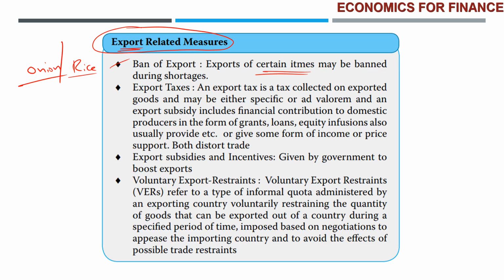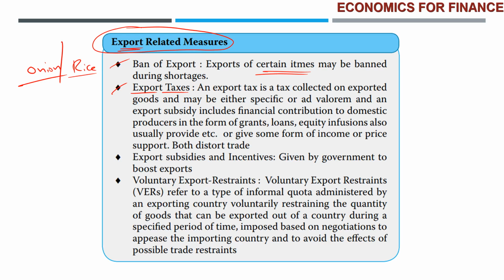Like that, this onion ban, it is like a joke. It happens every now and then. One month it is there, one month it is not there. Like that, the government will sometimes ban exports whenever there is a shortage within the country. Natural, that is. Another export related measure could be export taxes. Usually, taxes or customs duties are levied on imports, but sometimes even the government can levy export taxes also.